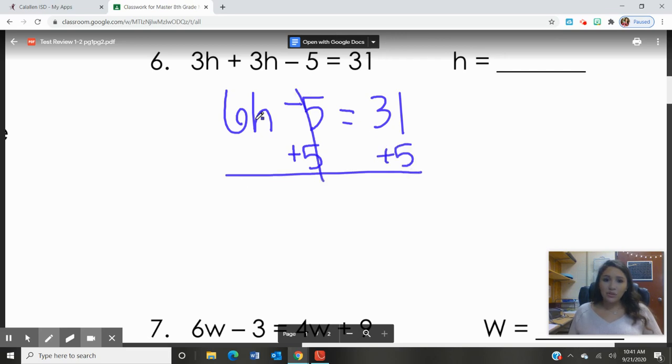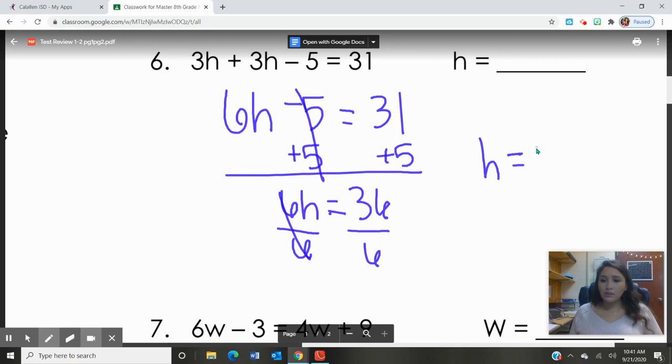When I do this, this cancels out. I'm left with 6h equals 31 plus 5, which is 36. Now my next step is either to multiply or divide by the number multiplying or dividing my variable. Right now my variable is being multiplied by 6, so I have to do the opposite, and I'm going to divide by 6. When I do that, my 6 cancels out. I'm left with h equals 36 divided by 6, which is just 6.